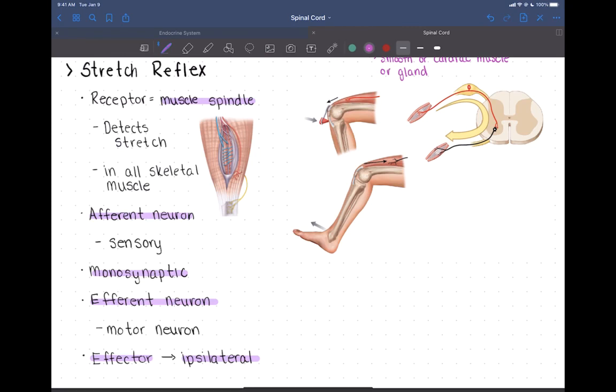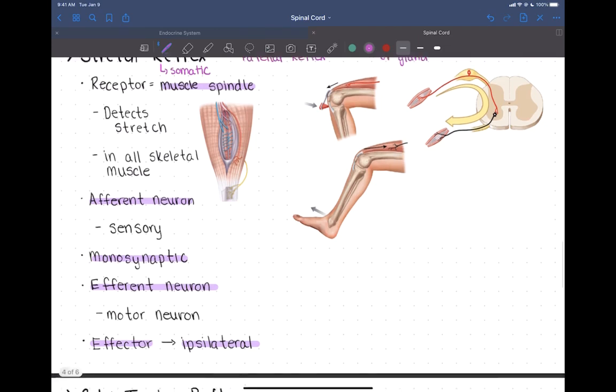This is called the patellar reflex. The patellar reflex is a specific example of a stretch reflex. Because we are looking at skeletal muscle, where the receptor is, skeletal muscle is also where the effector is. So this is a somatic reflex. The stretch reflex is somatic.